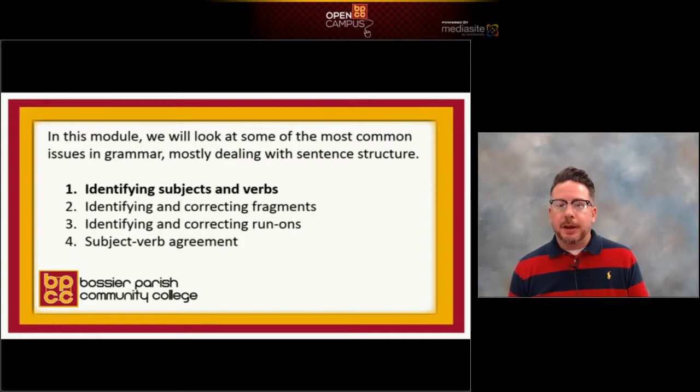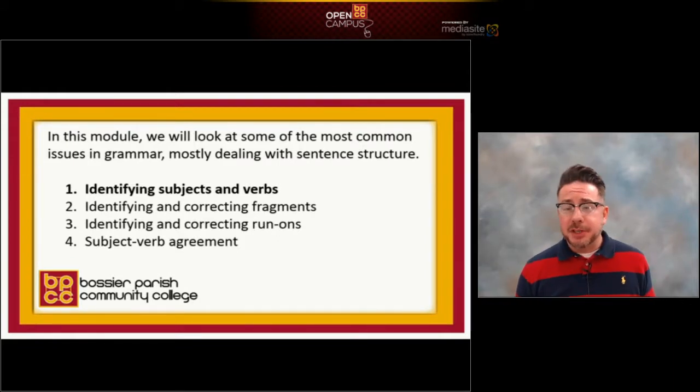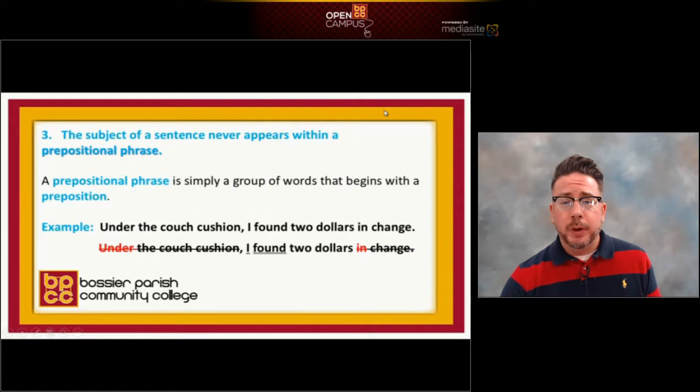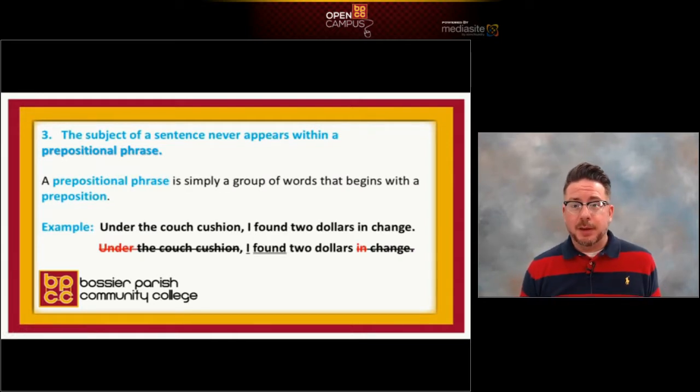We are looking at methods for identifying the subject and the verb in a sentence. We are up to rule 3 of 7. This is the only rule we're going to cover in this video. The rule is that the subject of a sentence never appears within a prepositional phrase. Now, a prepositional phrase is simply a group of words that begins with a preposition.